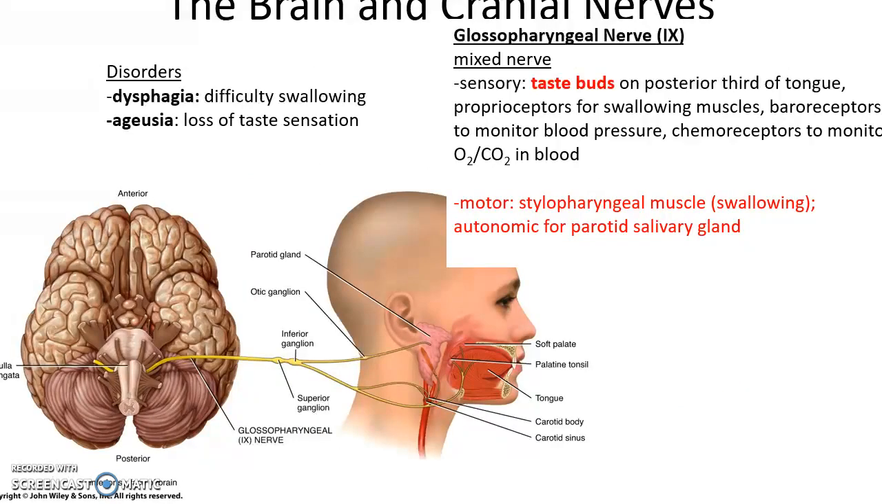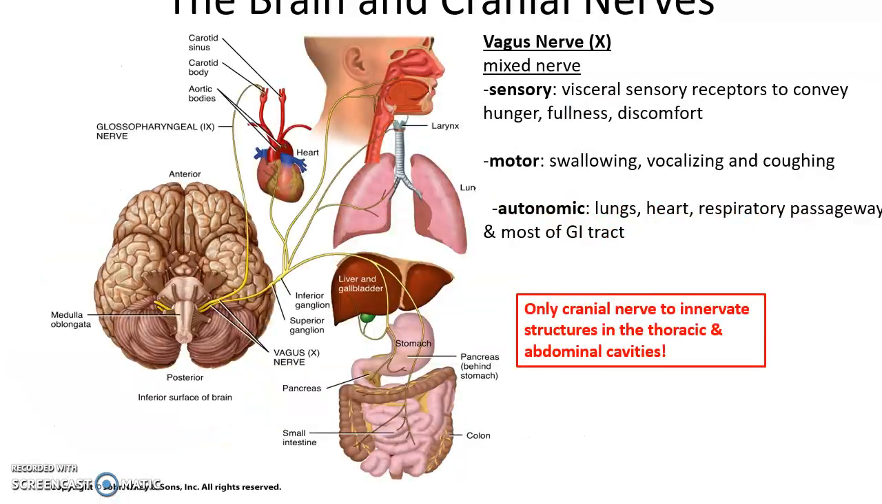Glossopharyngeal nerve, cranial nerve 9. It is going to be a sensory nerve, so it's carrying the sensory sensation of gustation from the posterior third of the tongue, also some of the sensations for the muscles for swallowing, and also sensations for chemicals in the bloodstream. It also controls some muscles, such as the stylopharyngeal muscles needed for swallowing, and also controls the parotid salivary gland. Damage to it can lead to dysphagia, difficulty in swallowing, or ageusia, a loss of taste sensation.